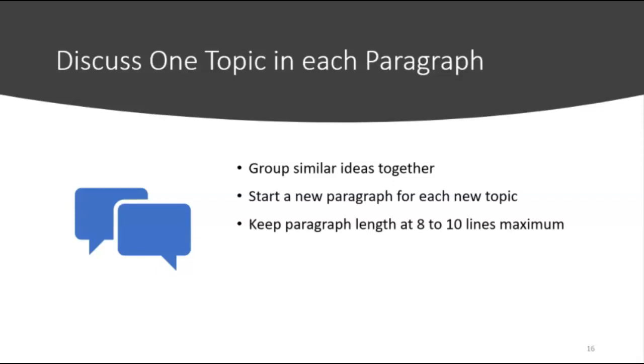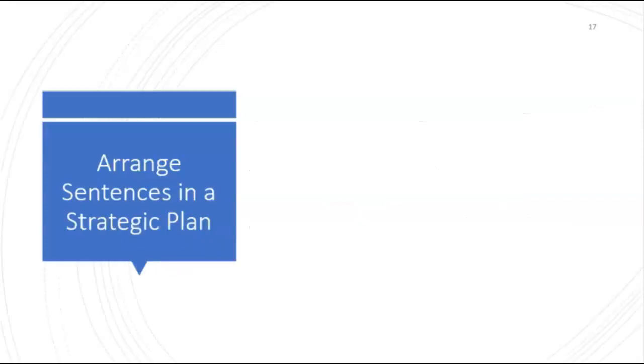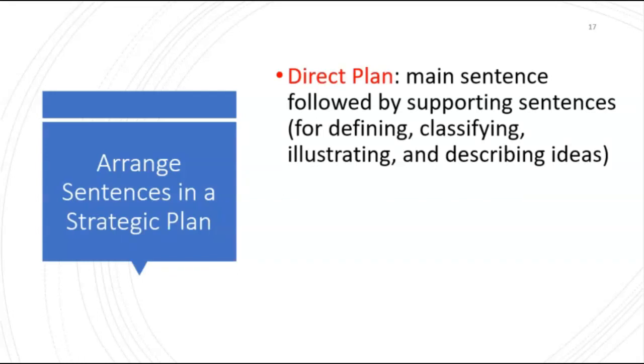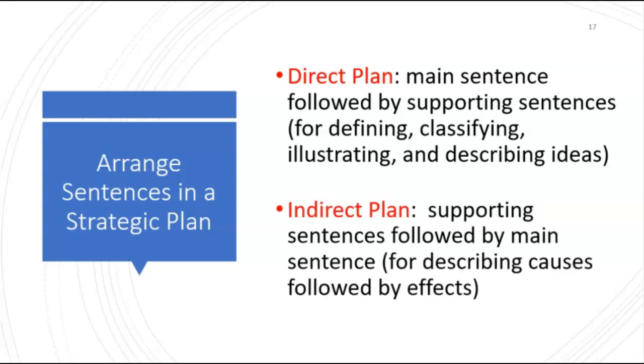Be sure to start a new paragraph for each topic and keep paragraph lengths to 8 to 10 lines at the max. Arrange sentences using a strategic plan. In a direct plan, for example, the main sentence should be followed by supporting sentences for defining, classifying, illustrating, and describing ideas. In an indirect plan, supporting sentences should be followed by the main sentence for describing causes, followed by effects.